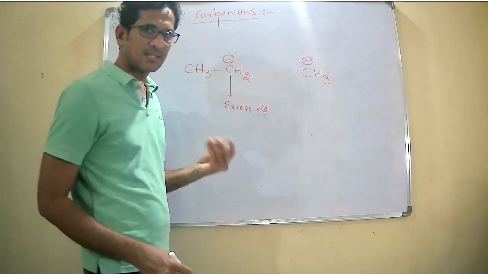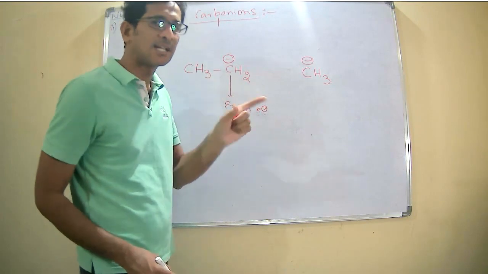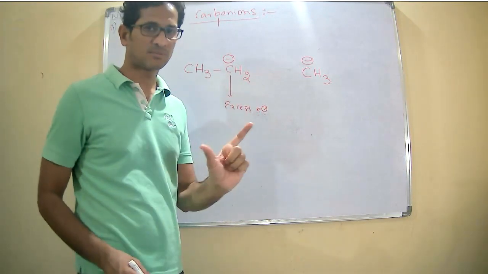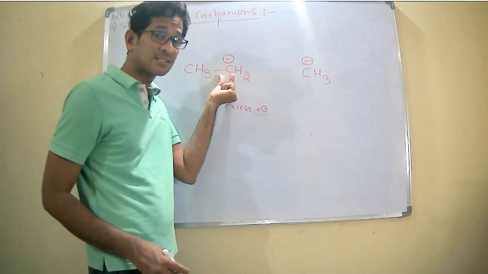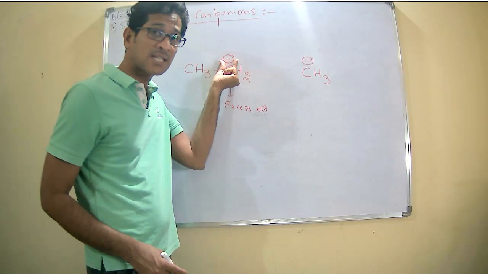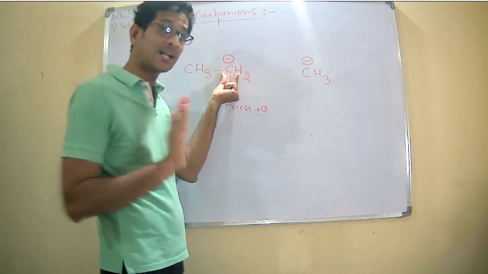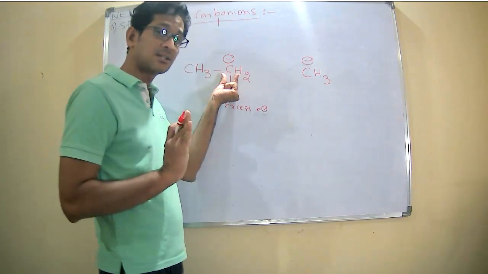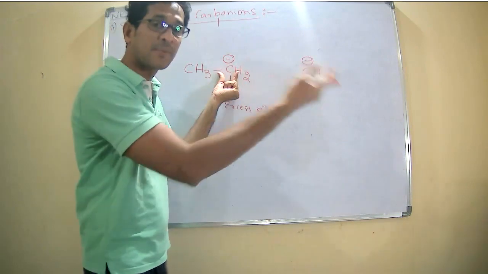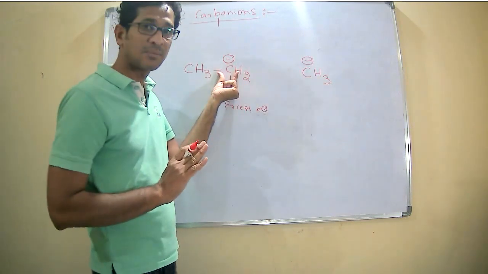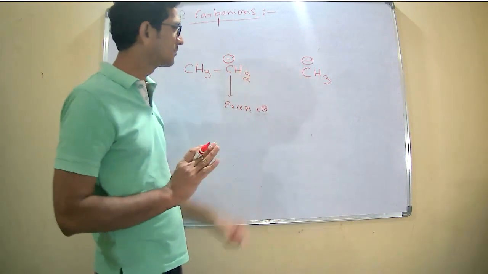If the charge over the carbanion is neutralized, then it is said to be more stable. Under which conditions will this negative charge be neutralized? When the CH2 minus donates electrons to the other species. Because it has excess electrons, it has to donate electrons to the neighboring species. Then there is a possibility of stabilization. Here also the same issue.